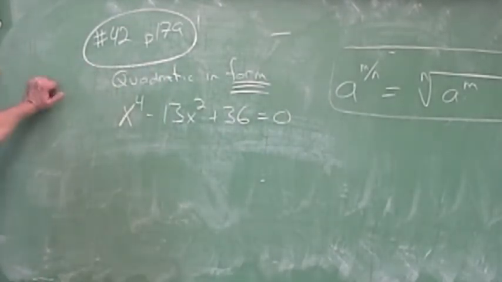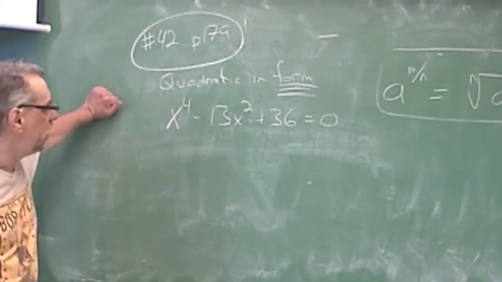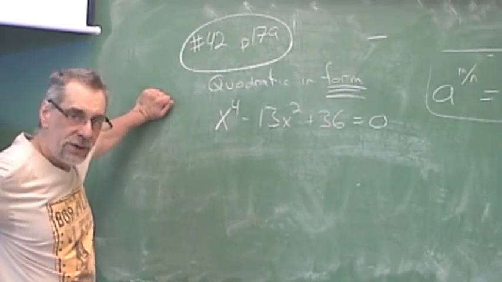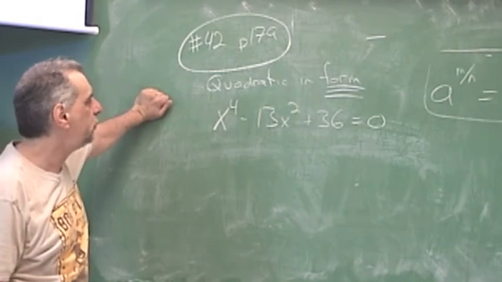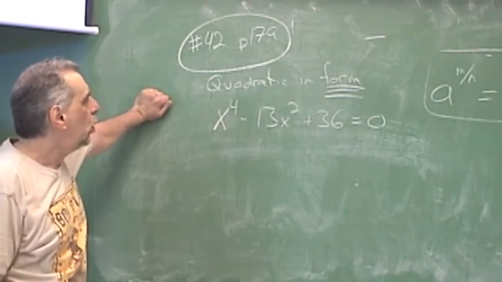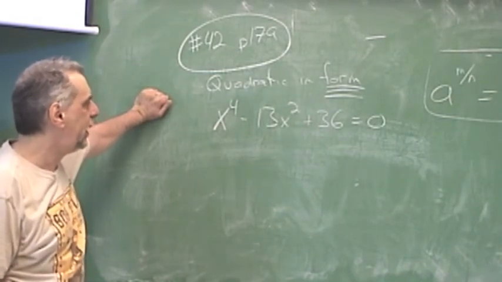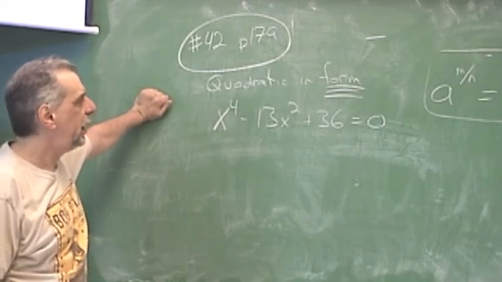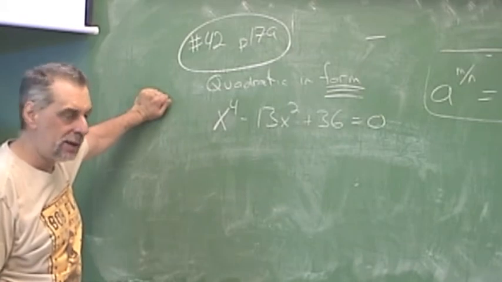All right, so this is not a quadratic, right? Since the highest exponent is 4, we can't use the quadratic formula here. But we can look at this and make a u substitution and create a quadratic equation. Okay, that's what we're doing here.